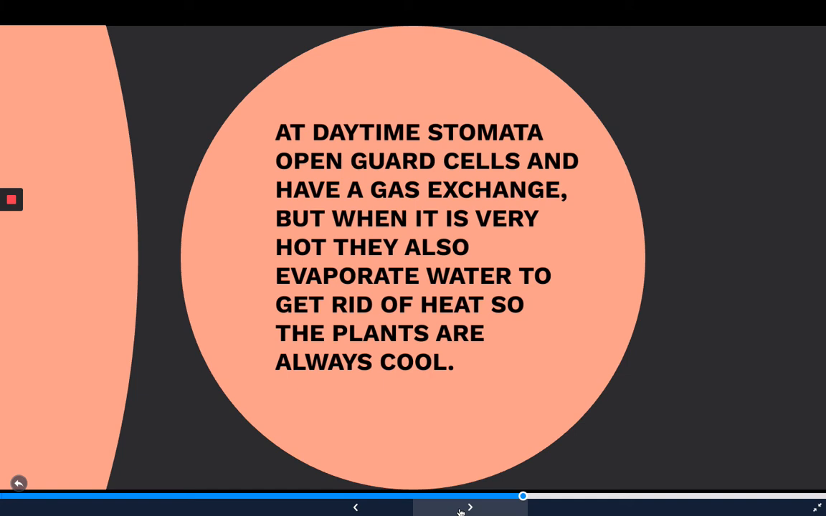Remember guys, at daytime, if the sun is shining, the stomata will open and have gas exchange: they will take carbon dioxide, give oxygen, and evaporate water in order to get rid of the heat. But at night, the guard cells will close, but they still have a gas exchange process. If there is no sun, they will take oxygen and give carbon dioxide into the air.